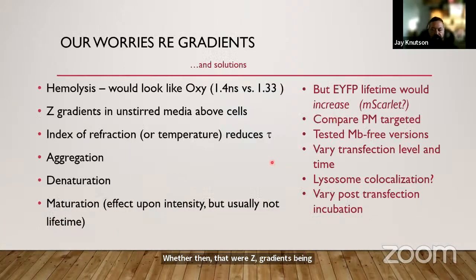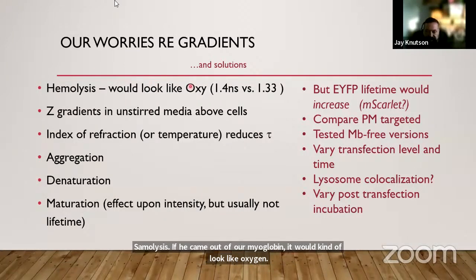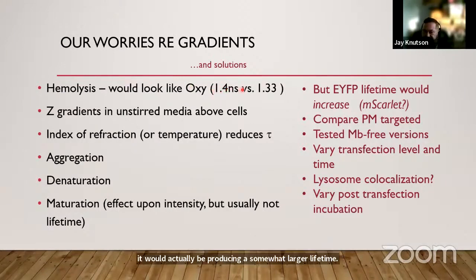So what were our worries? Well, my first worry was hemolysis. If heme came out of our myoglobin, it would kind of look like oxy, but it would actually be producing a somewhat larger lifetime. It would just look like mCherry alone. And we consistently see that those hyperbolae only end up around 1.35, 1.33.